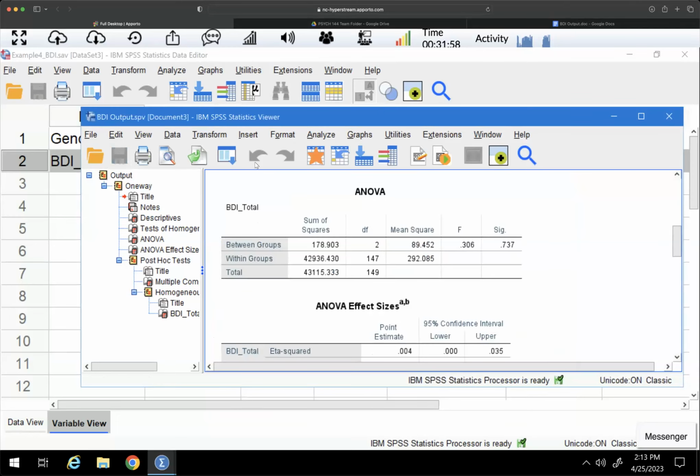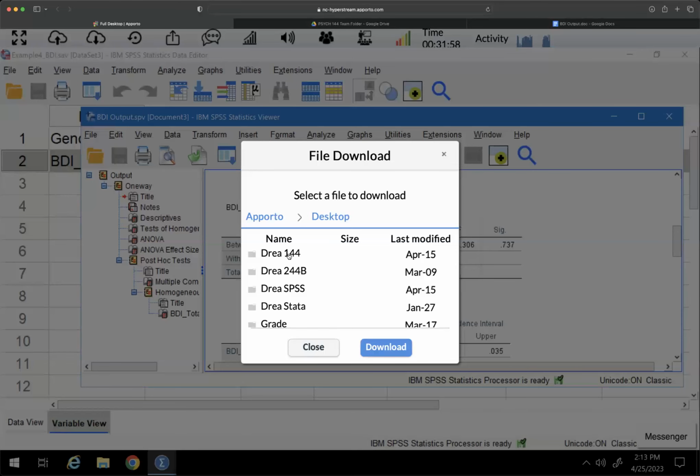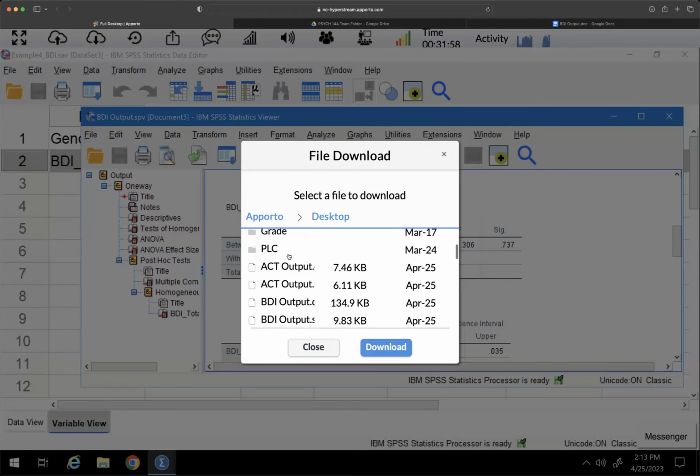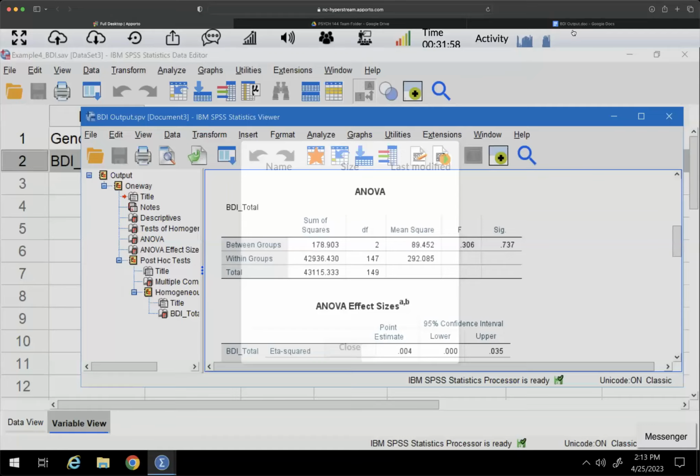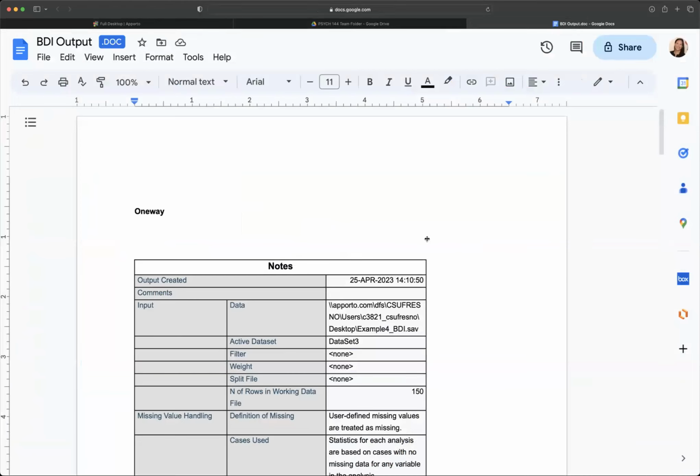But in the previous video, I showed you that I exported a Word doc. So I would need to go to this file download to get it off of my Aporto and download it to my computer. If you're not working on Aporto, you don't have to worry about that. But I would just want to get this BDI output and download it. So I've already done that, and I'm opening it here.